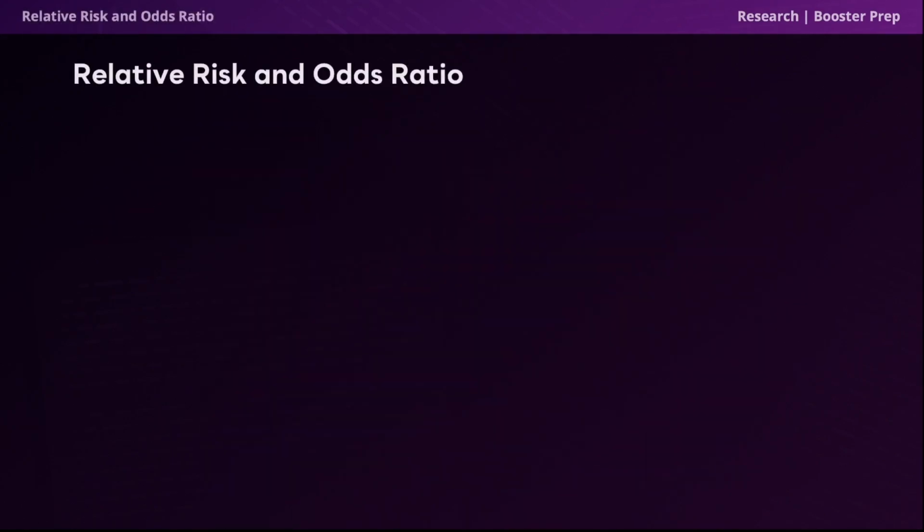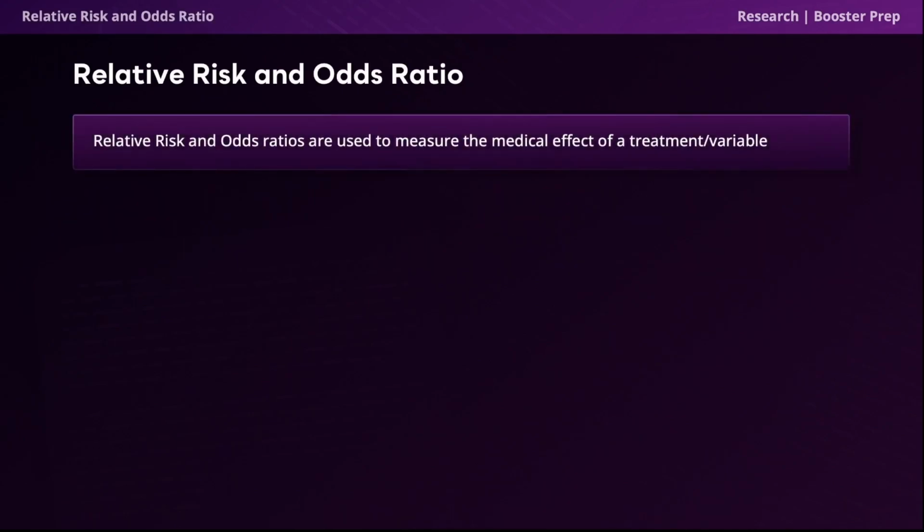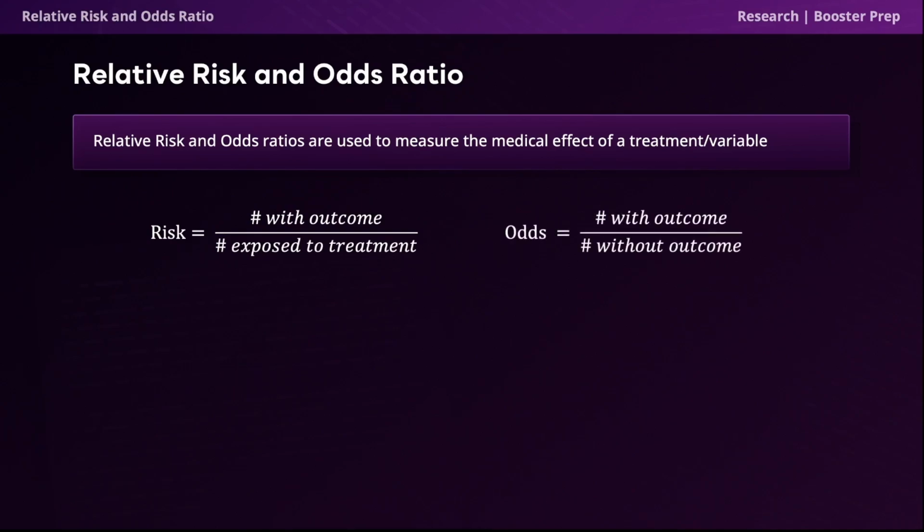Next, let's talk about relative risk and odds ratio. The relative risk ratio and odds ratio are both used to measure the medical effect of a treatment or variable to which people are exposed. This effect could be beneficial from a therapy or harmful from a hazard. Risk is measured by taking the number of people with the outcome divided by the total number of people exposed to the treatment. Odds, on the other hand, is calculated by taking the number of people with the outcome divided by those without the outcome.